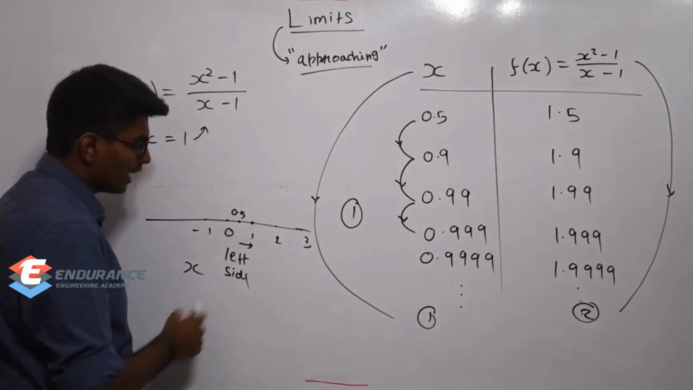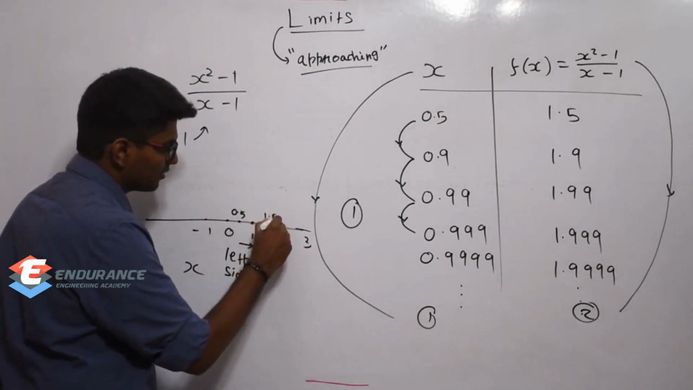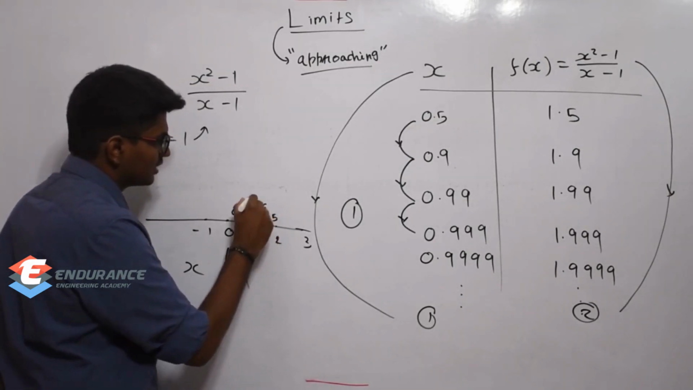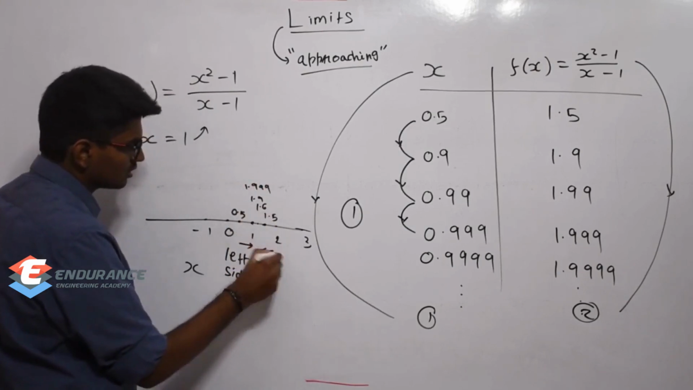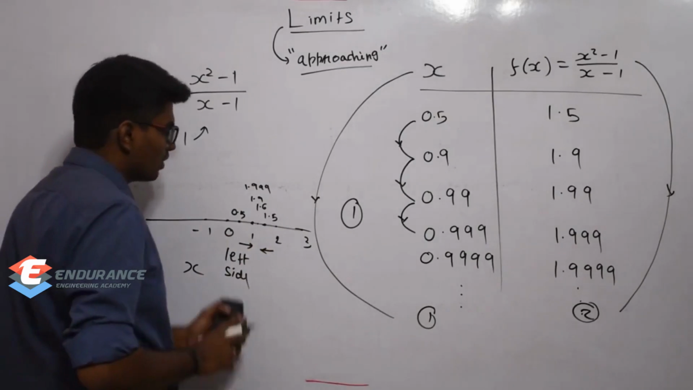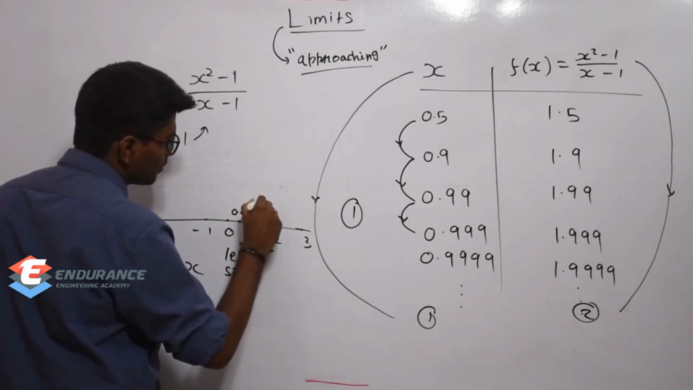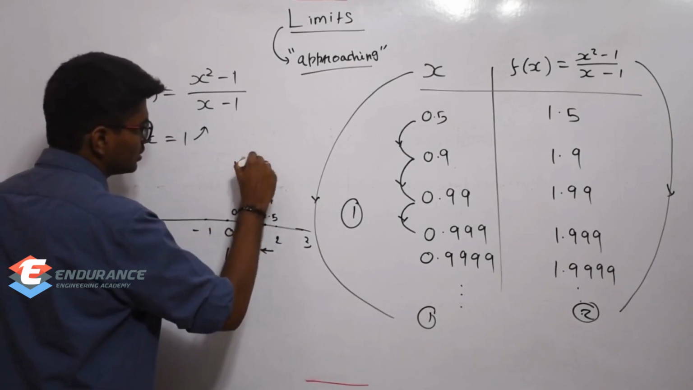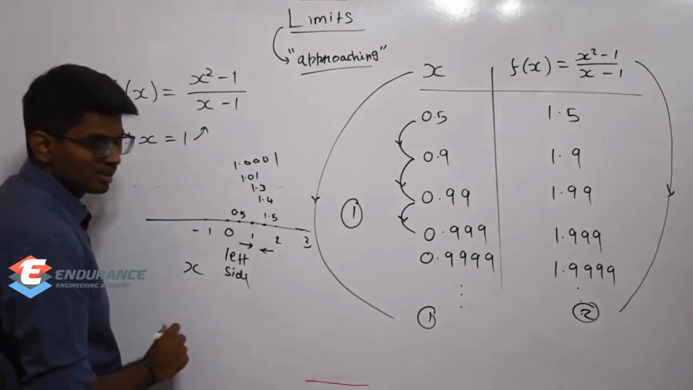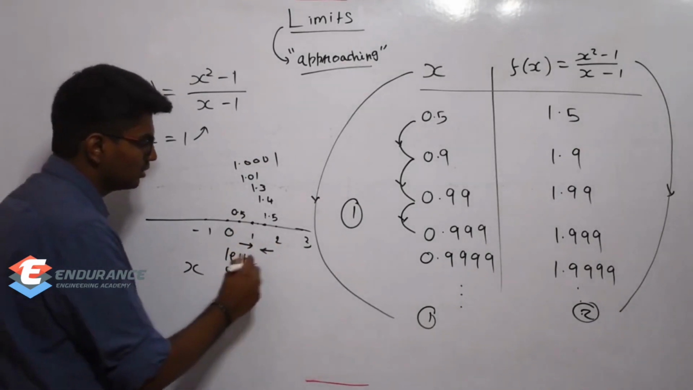The same way I could do from the right side too, right? For example, I could take 1.5, 1.4, 1.3, something, 1.01, 1.001. I could do it. From the right hand side also I could approach. From the right hand side also I could approach 1.